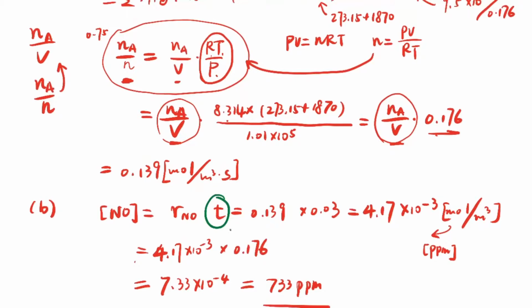But you can see that if time increased by 10 times, okay, then what that means is that the concentration will also increase by 10 times. So that's why for these combustion engines, we want it to be operating in a very fast manner, right? If it's very slow, then we're going to accumulate more nitrogen oxides from this reaction.